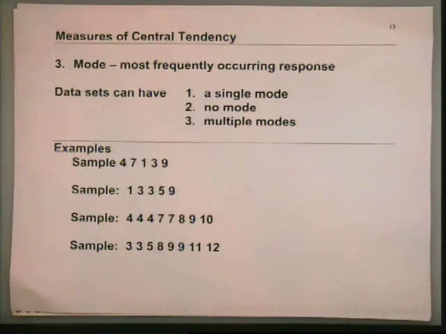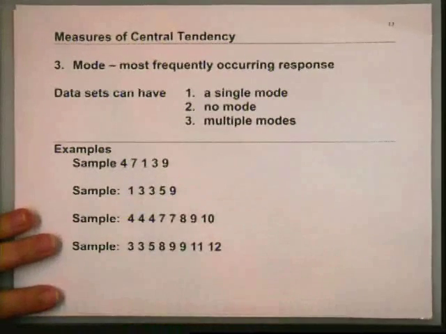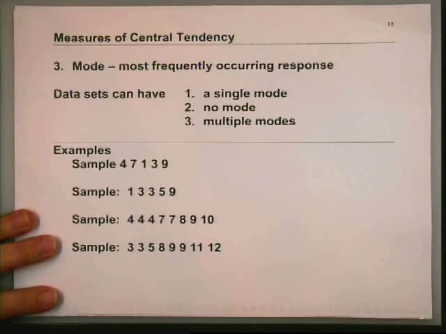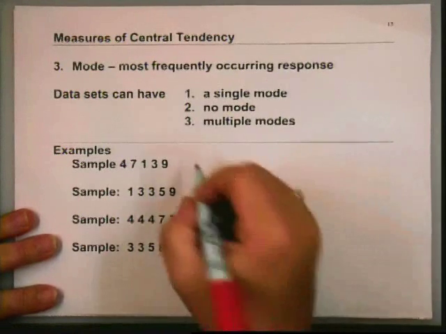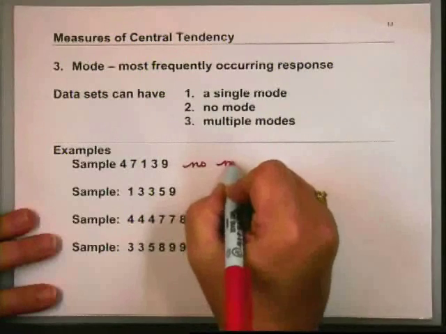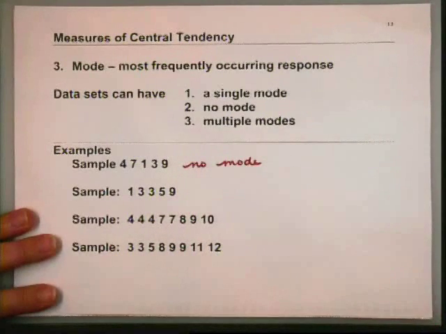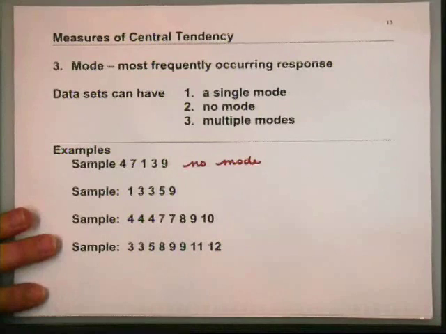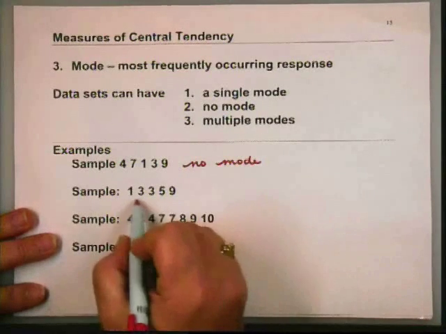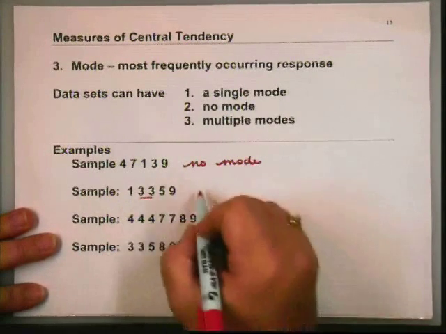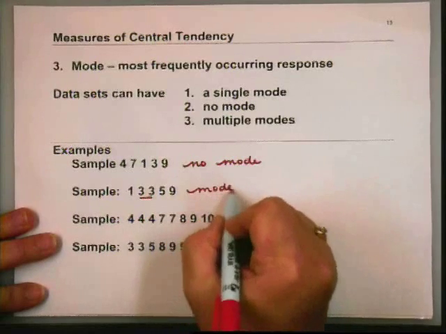All right, the mode we report is the most frequently occurring response. Data sets can have a single mode, no mode, or be multimodal. Okay, so when we look at our original data set that we started with on the arithmetic mean, everything occurs once, and so that means to say that there's no mode. And I don't know of any symbol ever for a mode. So here, I see that 3 occurs twice, everything else occurs once. So in this case, for this sample, our mode is equal to 3.